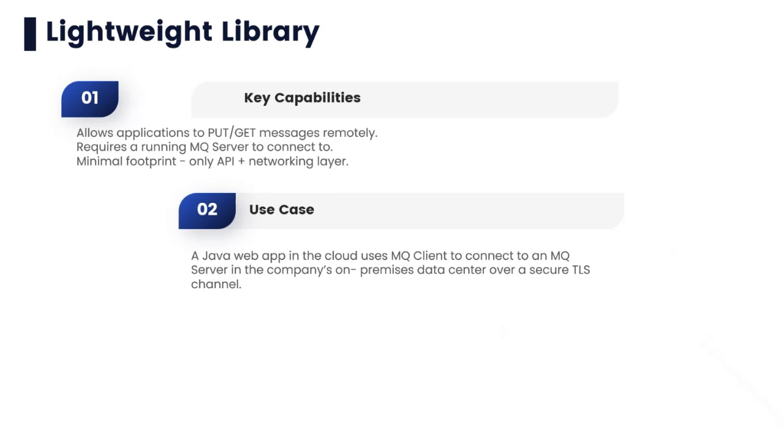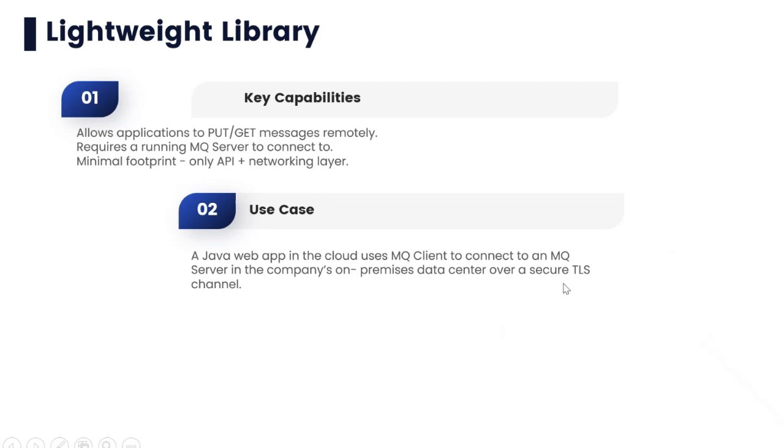So what exactly this lightweight API library does is it connects to an already existing MQ server. So minimal footprint, only API plus networking layer is required. So in which cases can we use this library? If you have a Java application hosted on cloud, we can use MQ client libraries to connect to an MQ server in the company's on-premise data center over a secure TLS channel.